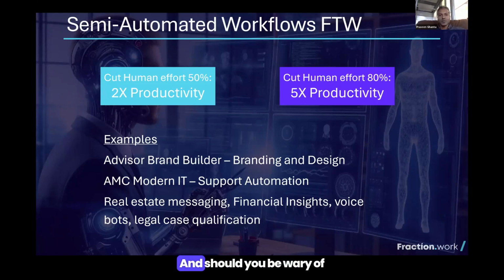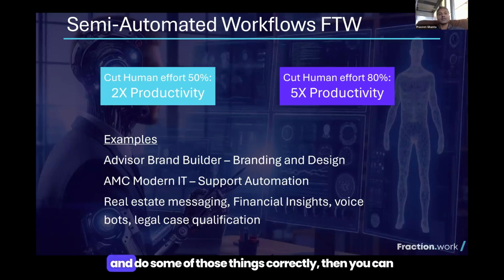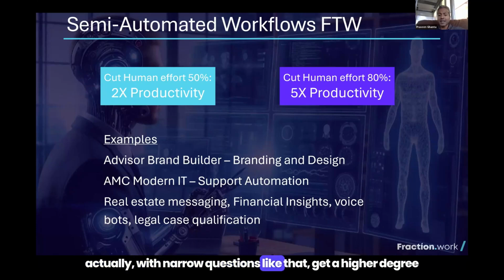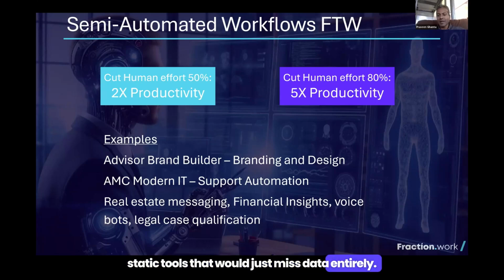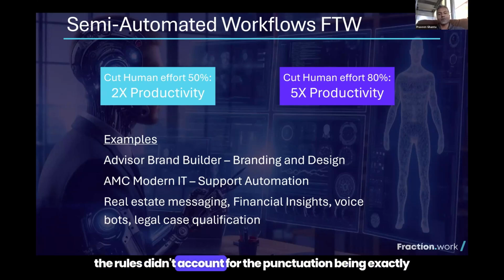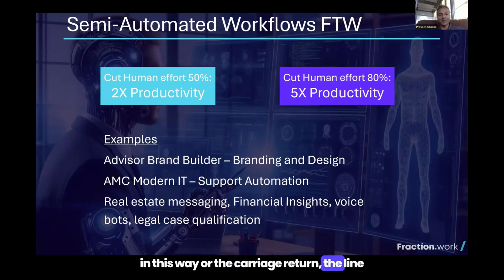And should you be wary of hallucinations and things like that? Well, it turns out if you dial your prompts in and do some of those things correctly, then you can actually, with narrow questions like that, get a higher degree of accuracy, honestly, than you used to get from the static tools that would just miss data entirely. They wouldn't hallucinate anything, they would just miss because, like, oh, the code, the rules didn't account for the punctuation being exactly in this way, or the carriage return, the line break being right there, that sort of stuff.